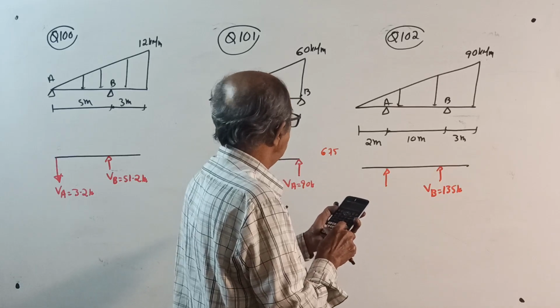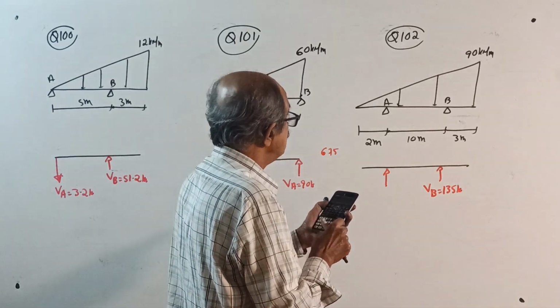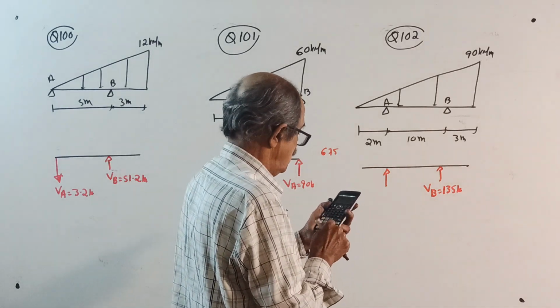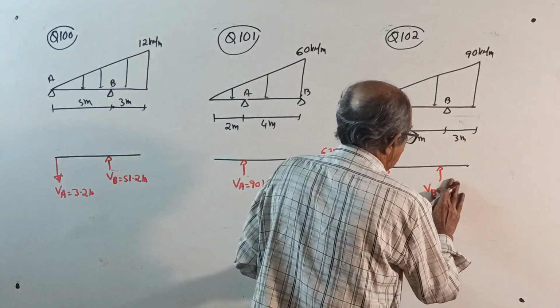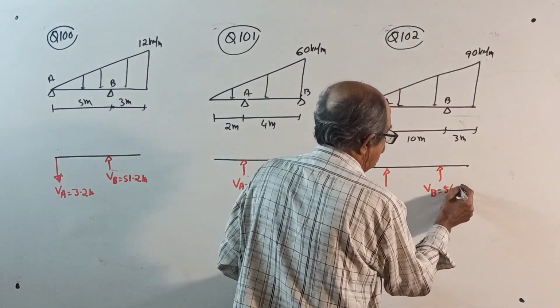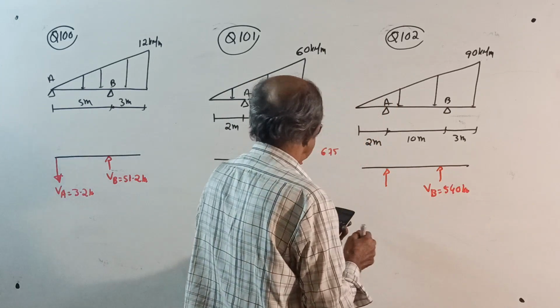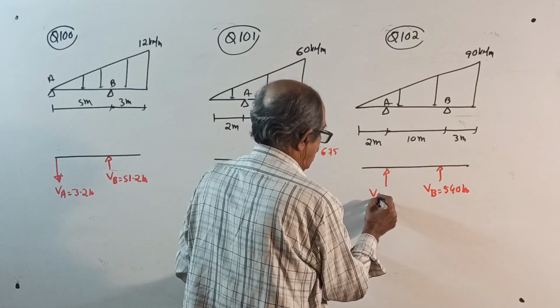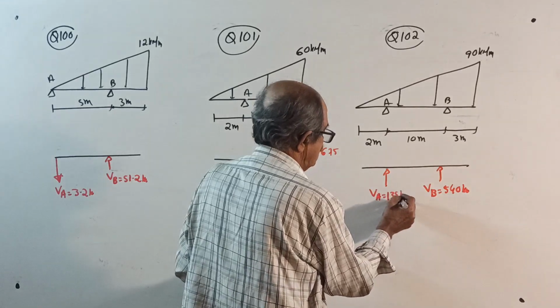10 is 8. So 675 into 8 divided by 10. 540 kilonewton here. See, something went wrong. 540 kilonewton. 135 kilonewton VA. Once again, I'll check the answer.